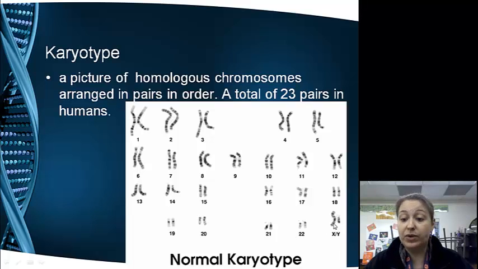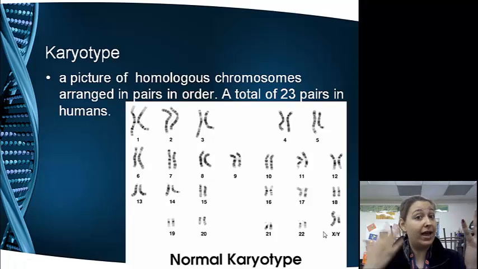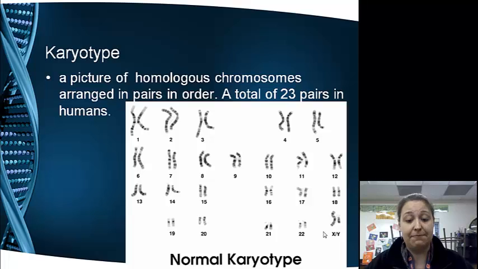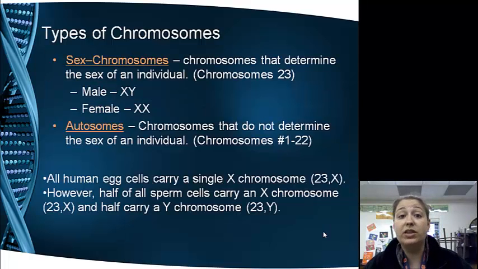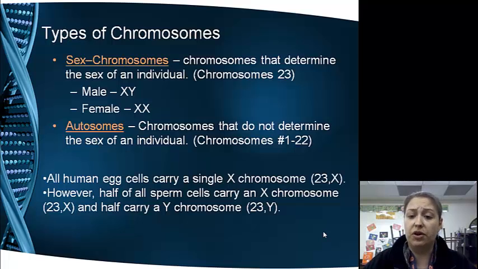In this image, we see an X and a Y. Now this is the only pair that is going to be different if you are a male. If you're a female, you will have 2 X's, which will mean they will look the same. So again, the sex chromosomes are going to be the 23rd pair. If you are a male, you have an X and a Y, and if you are a female, you have an X and an X. Again, chromosomes 1 through 22 are your autosomes, or your body chromosomes.